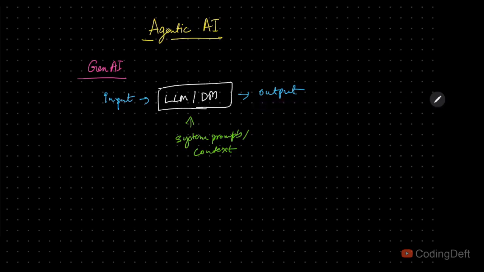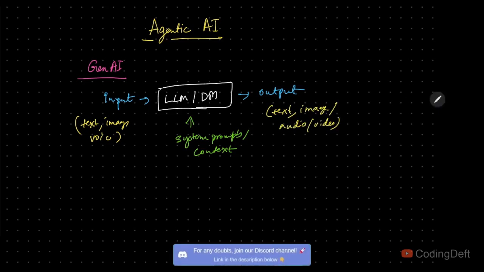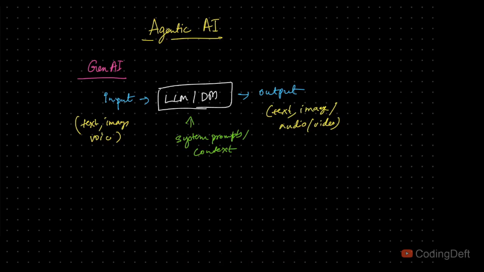So input can be text, image, or even voice. Similarly, based on the purpose of this Gen AI, it can produce text, image, or audio, or video. For the purpose of this video, we'll not be going into the details of how LLM or diffusion models work. You can see it as a black box. You can understand it like this: it learns the statistical relationship between the words, pixels, or sound waves, and then it predicts what comes next based on the massive data it is trained on.